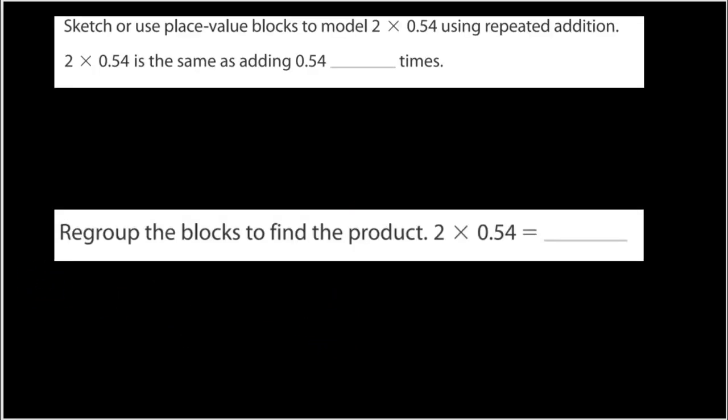Okay. So this one says, sketch or use place value blocks to model 2 times 54 hundredths using repeated addition. So just as a recap, we call this a flat. It's a square, but we call it a flat, and we know that this equals 1 whole. A line or a rectangle equals a tenth, and then a little dot equals a hundredth. So it wants us to model this.